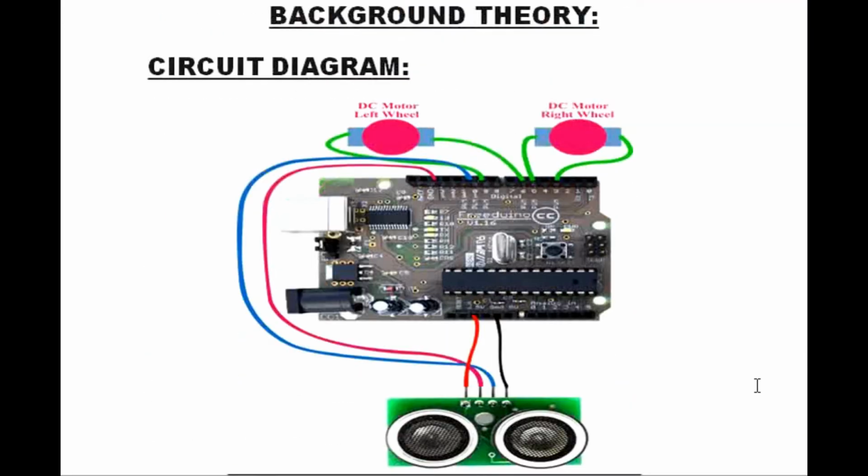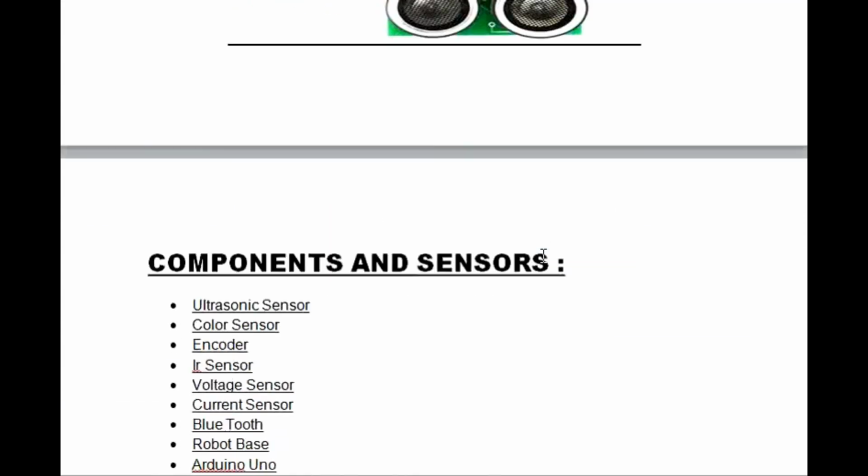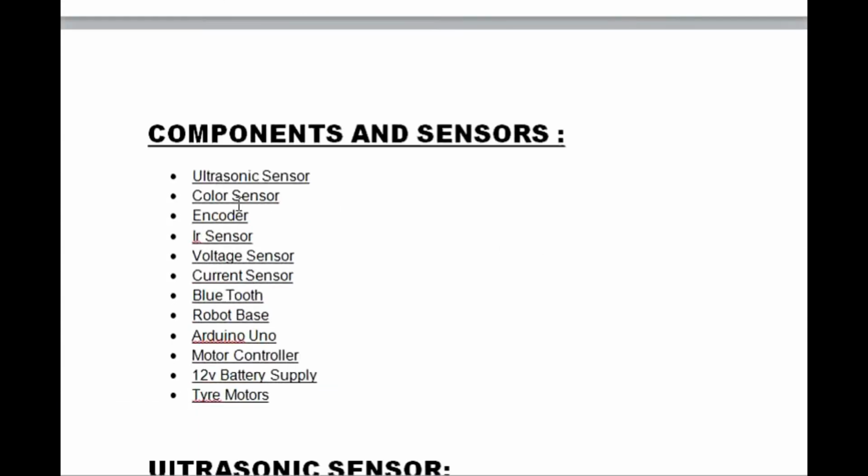This is a circuit diagram of our project in which an ultrasonic sensor, Arduino and DC motors are displayed. Components that are used are ultrasonic sensor, color sensor, encoder, IR sensor, voltage sensor, current sensor, Bluetooth device, a board base that we actually made in our previous semester, and Arduino, a motor controller, a battery, and some tires.